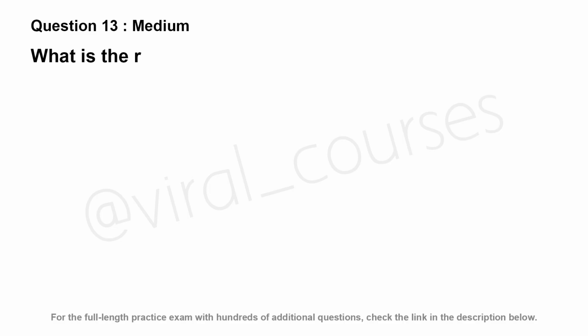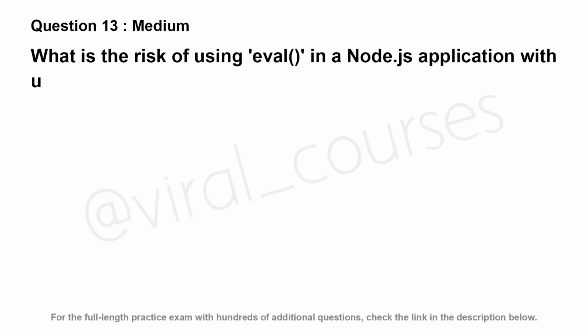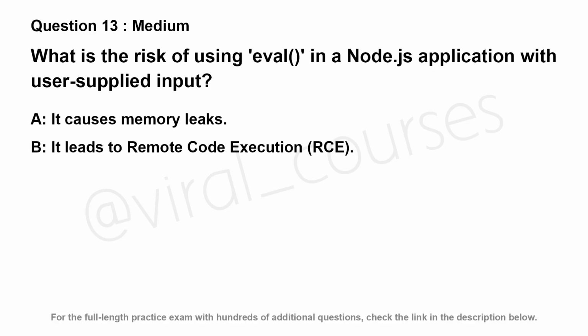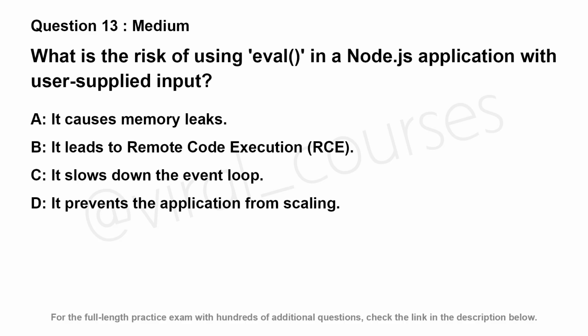What is the risk of using eval in a Node.js application with user-supplied input? Option A. It causes memory leaks. Option B. It leads to remote code execution, RCE. Option C. It slows down the event loop. Option D. It prevents the application from scaling.